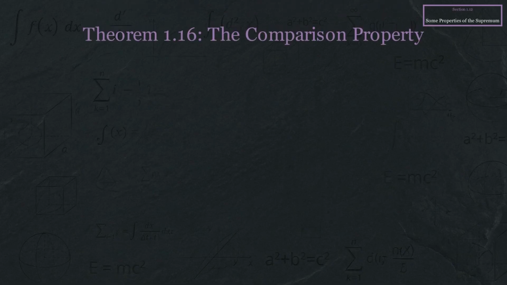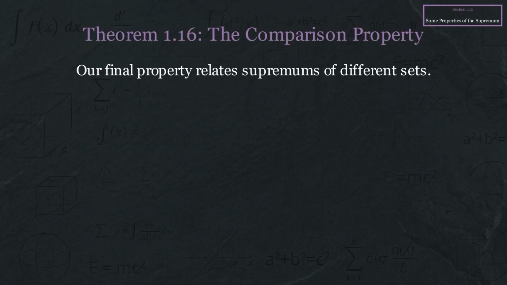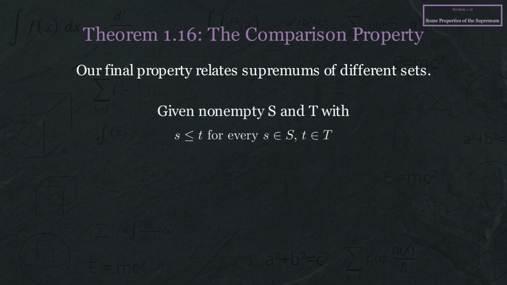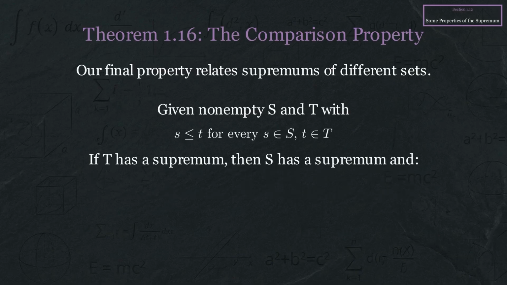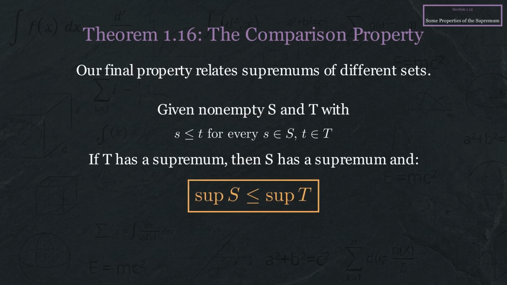Theorem 1.16, the comparison property. Our final property relates supremums of different sets. Theorem 1.16. Given non-empty subsets S and T of the real numbers, such that s is less than or equal to t for every s in S and every t in T, if T has a supremum, then S has a supremum, and sup S is less than or equal to sup T.